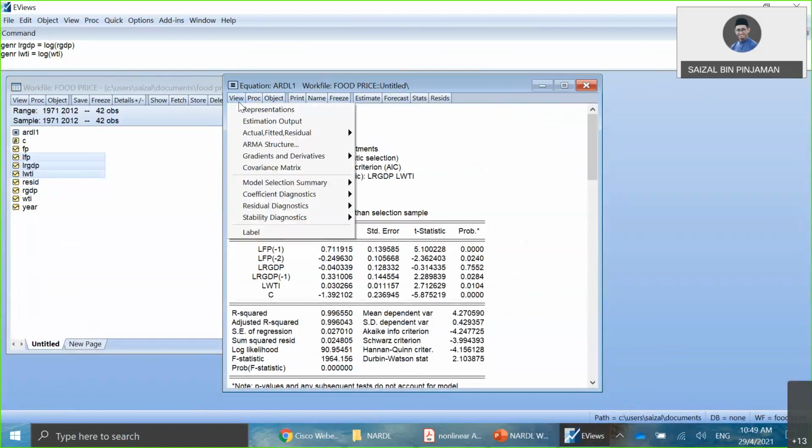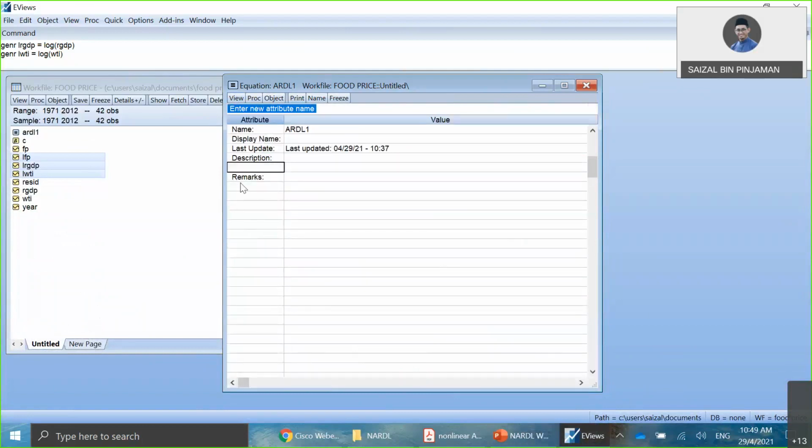click view, and then here choose label. Here we have this description. In the description, we put asymmetric variables. Why? Nonlinear means our model is asymmetric. Asymmetry means a variable with positive values and a variable with negative values present different impacts towards the dependent variable.